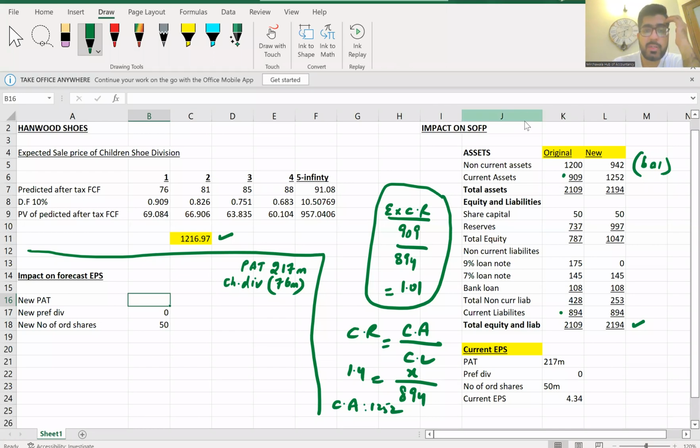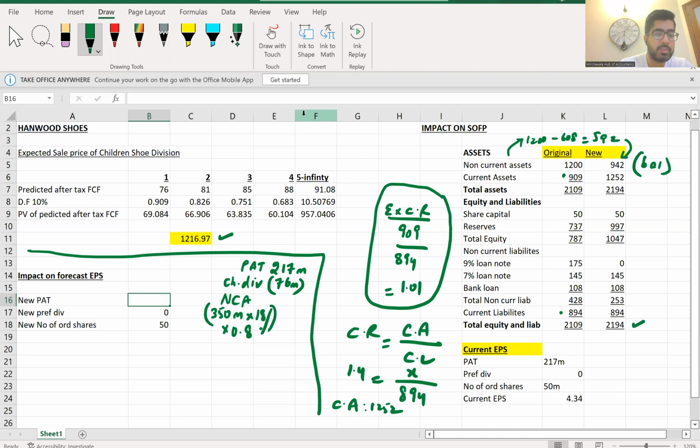What is the additional investment in non-current assets? Non-current assets were 1,200. 608 million gone because you sold the children's shoes division. 608 million were there. So 1,200 minus 608 should have been 592. But what are they? 942. So additional investment in non-current assets is 350 million. It will give you 18%. But for after tax, you multiply it with 1 minus T, 80%. 20% will be gone. So 350 into 0.18 into 0.8, 50 million. This will come from NCA.